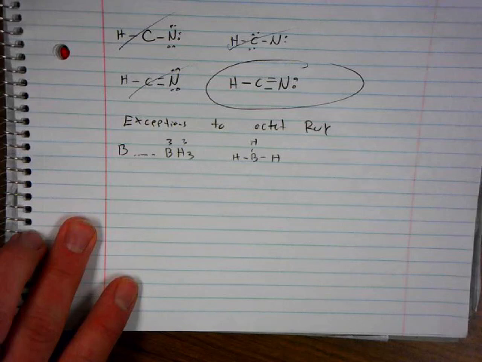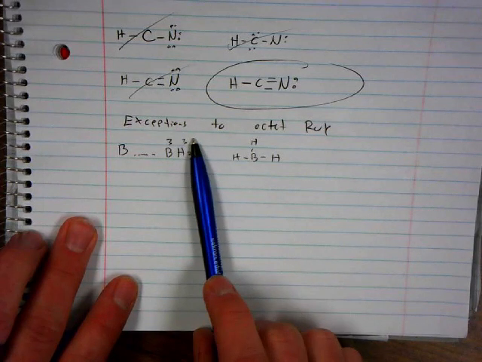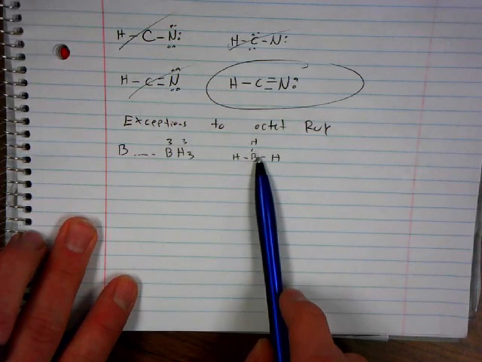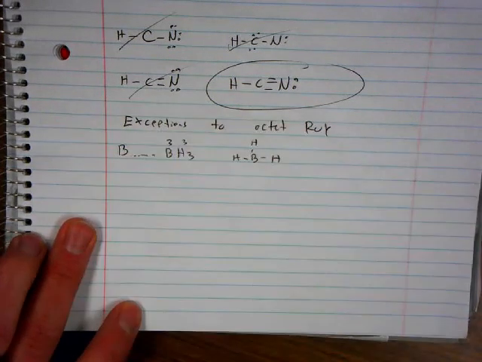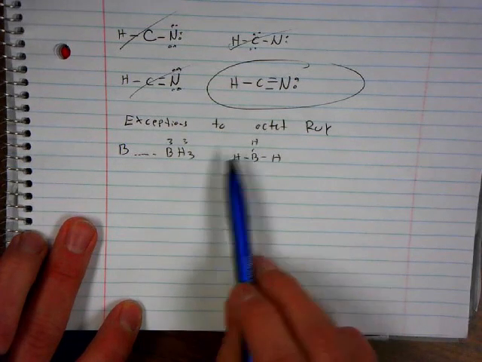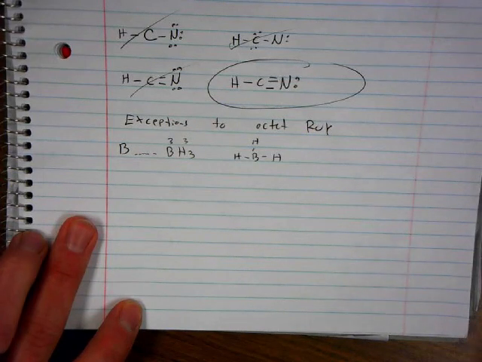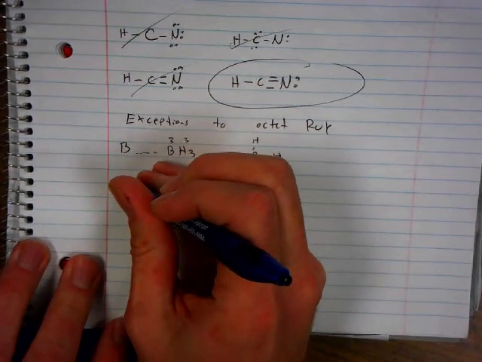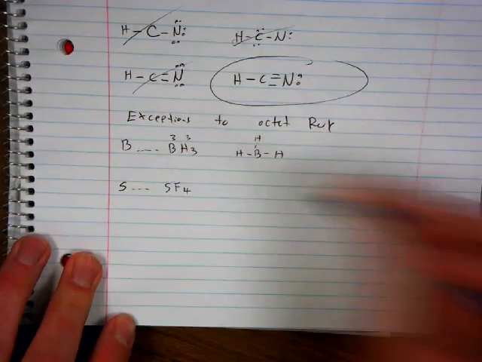Boron has how many valence electrons? 3, plus 1 for each hydrogen, so 3 more. So I have B, H, H, H. Hydrogen has 1. That's already 6, right? But they don't have 8. That's an exception to the rule. Boron does not have to have a full 8. There are only 6 valence electrons here, and I can only draw with 6 valence electrons, yes? That's an exception.